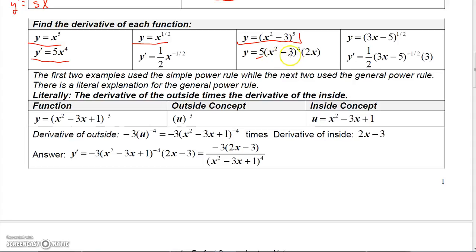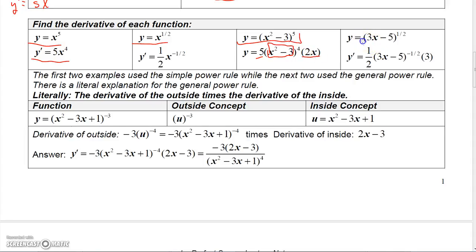So I have 5 times this to the 4th. But what I have to remember is I have to multiply by the derivative of the inside. In other words, the derivative of this function. So multiply by the derivative of x squared minus 3, and the derivative of x squared minus 3 is 2x.